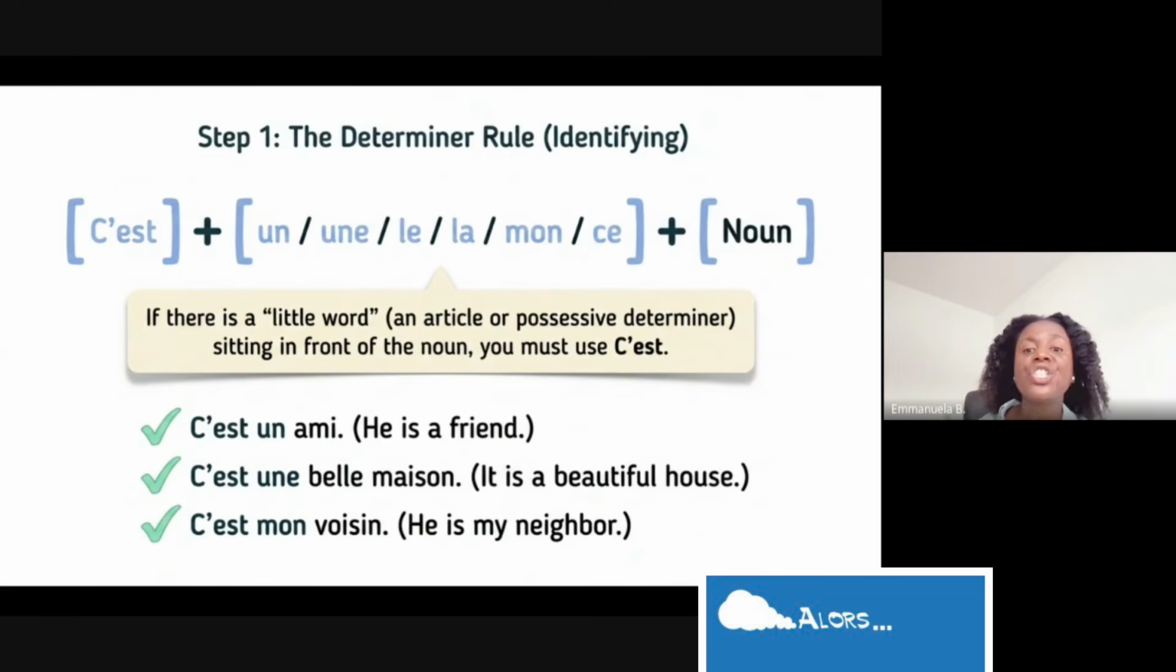Second, check the intent. Are you identifying someone, something, or giving a general subjective opinion? When you are identifying someone, you say c'est Pierre, c'est Paul. When you are identifying something, you say c'est un portable. Or when you are giving a general subjective opinion, c'est merveilleux. It's wonderful. It's amazing. In these cases, you use c'est.